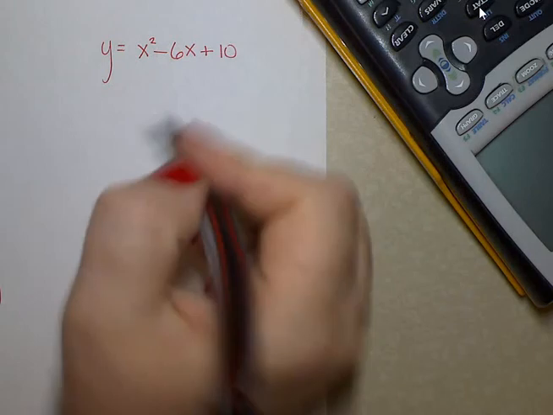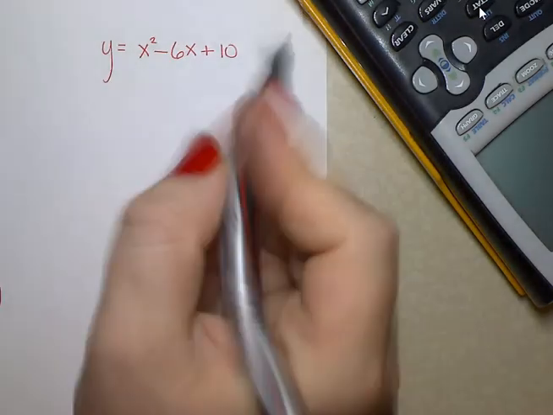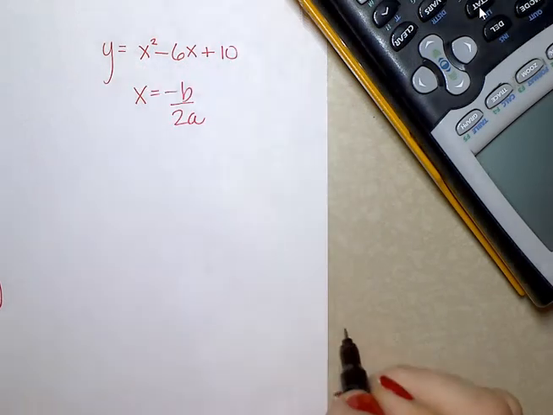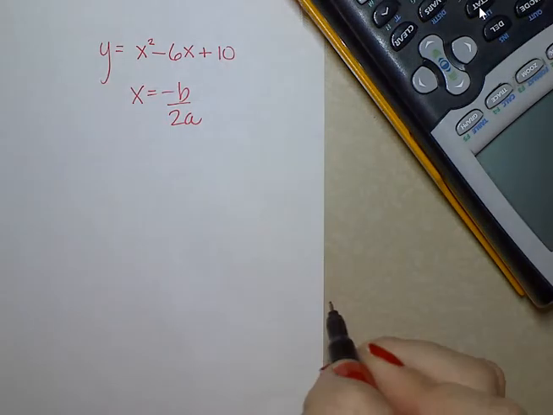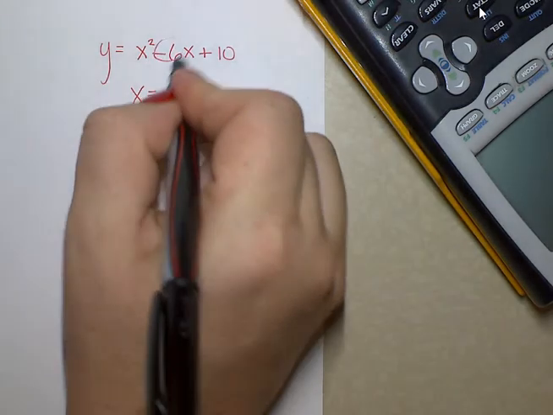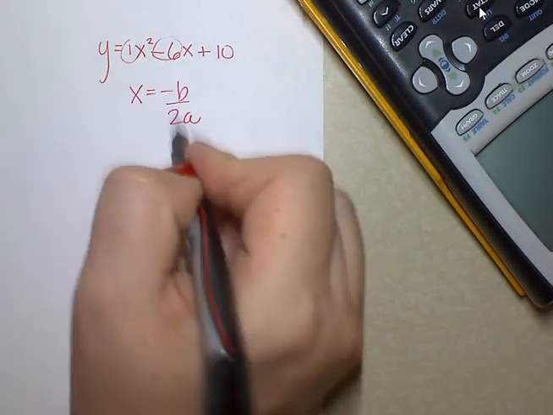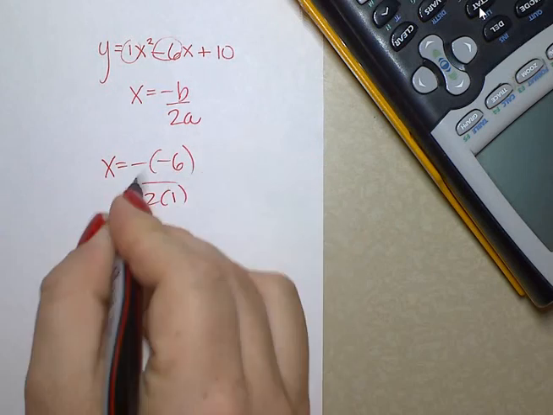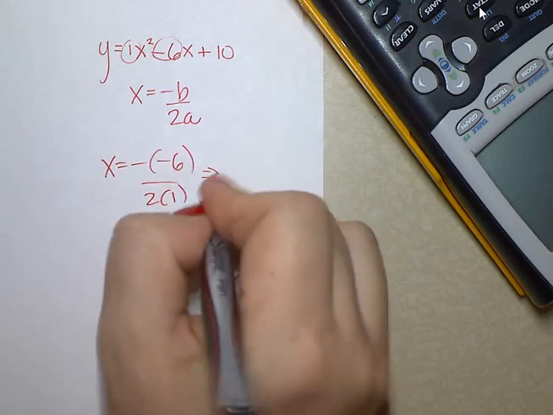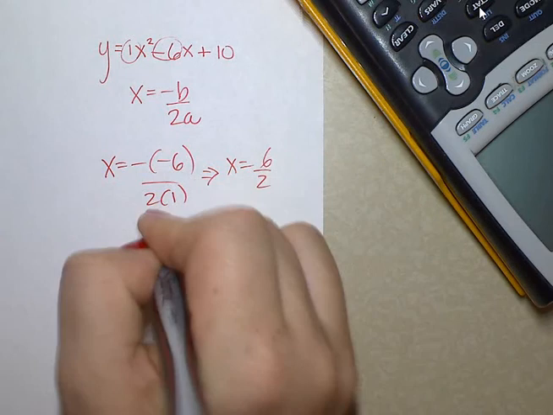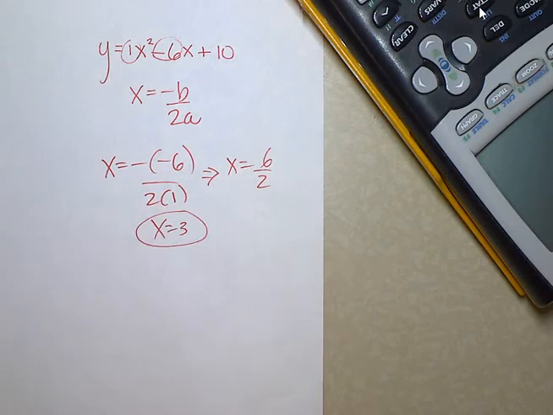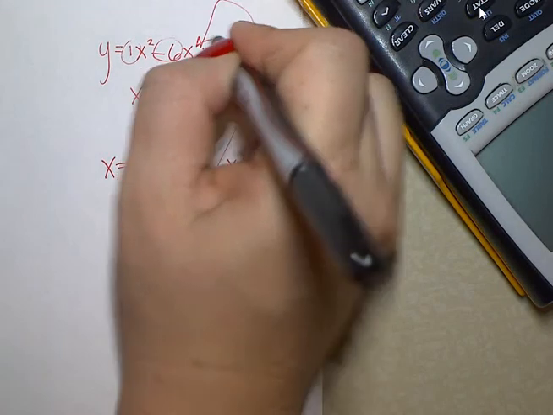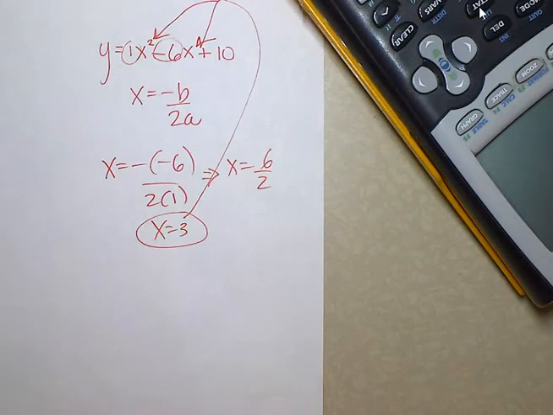Okay, so to identify the vertex, we're going to use this equation, which is also used for the axis of symmetry, or the line of symmetry. I'm going to substitute negative 6 in for B and positive 1 in for A. 2 negatives make a positive. 6 over 2 is 3. That's the x-coordinate of the vertex. Come back up to the original equation, and wherever you see an x, you're going to substitute in 3 for this problem.